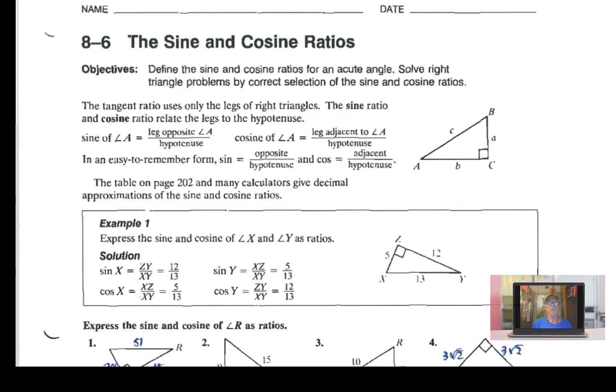This worksheet deals with sine and cosine ratios predominantly. If something, a tangent might creep in. We just have to see how it works out. Okay, so let's see what we have here.